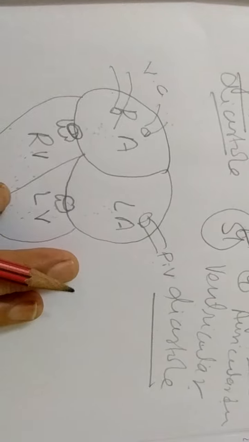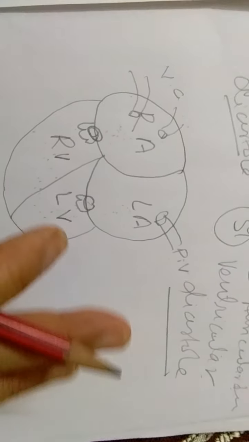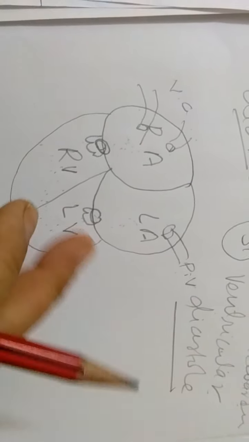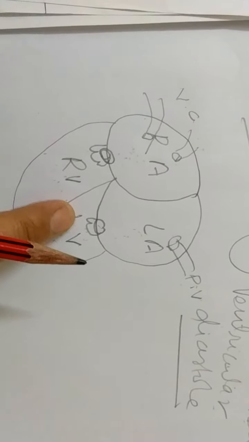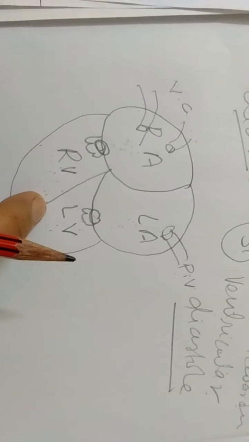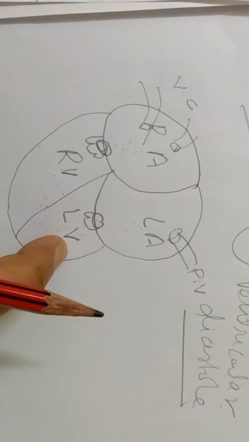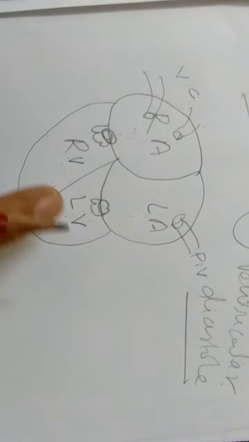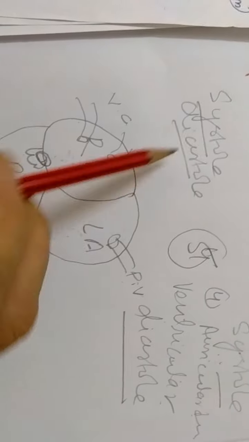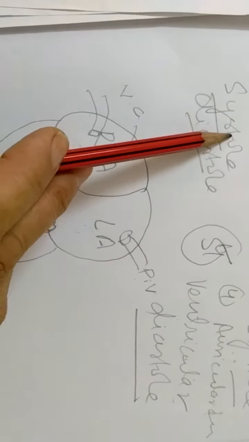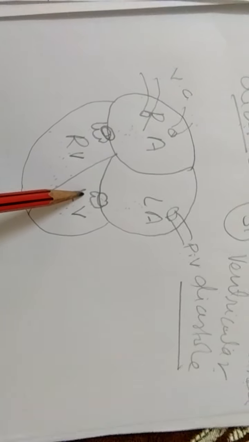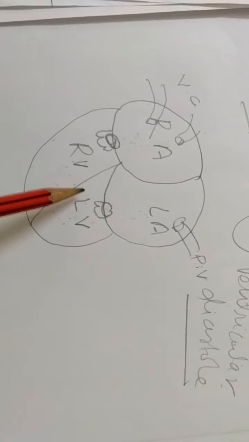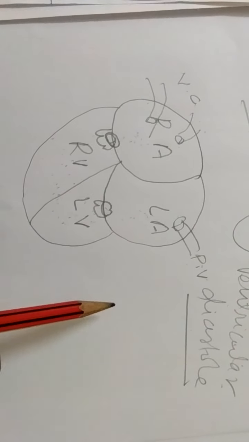Now we are starting with the cardiac cycle. Cardiac cycle means all those events which take place to complete one heartbeat. One heartbeat means one complete contraction and one complete relaxation of heart, one complete systole and one complete diastole of the heart. All those events which take place to complete one heartbeat constitute one cardiac cycle.